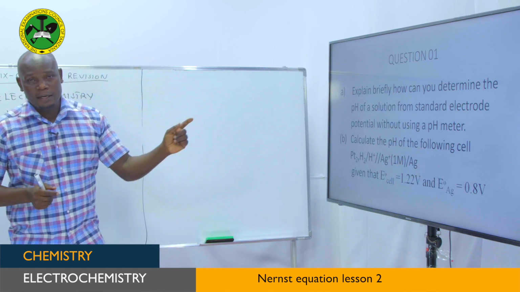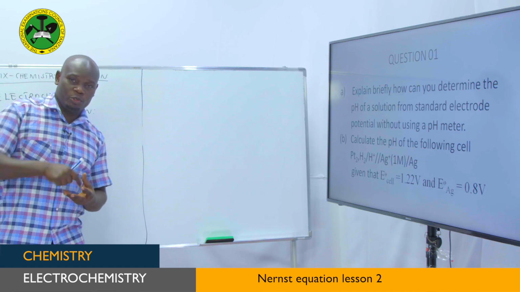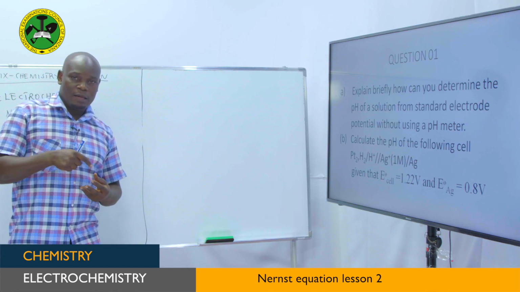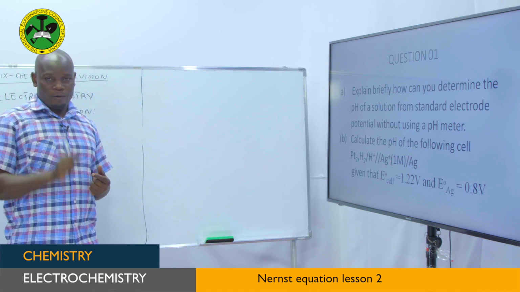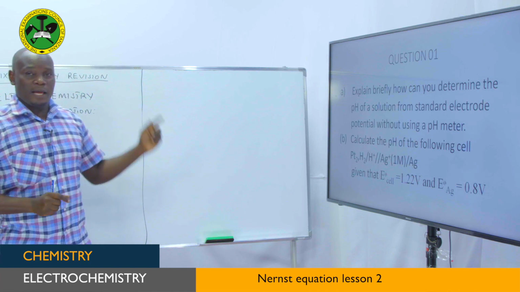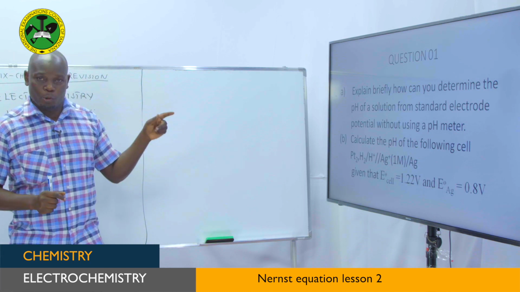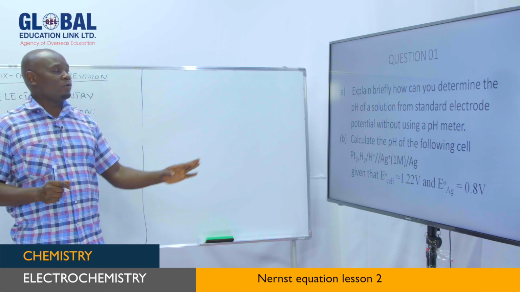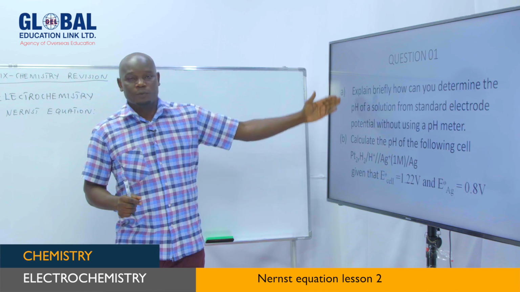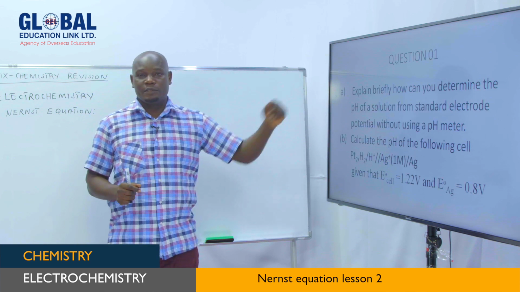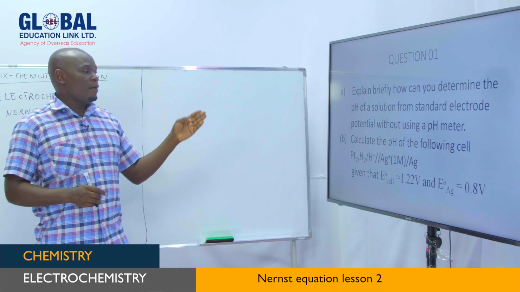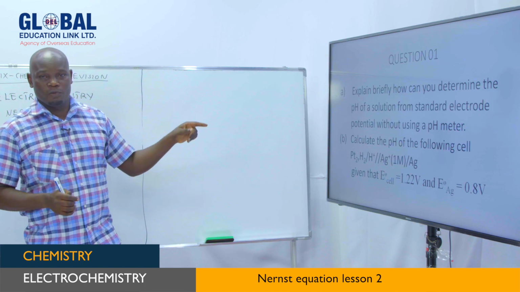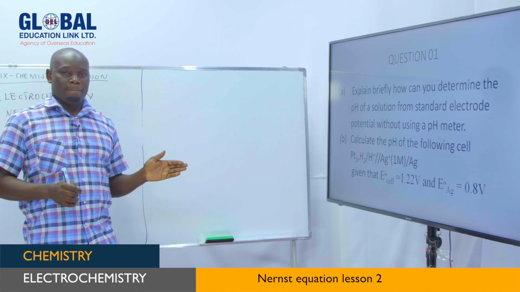But the standard electrode must be dipped into a solution of 1 molar containing its ions. And from there, you have now to derive the equation. And by considering those points, then you will be able to get the marks from that question that you have been asked: to explain how can you determine the pH of a solution without the use of a pH meter.